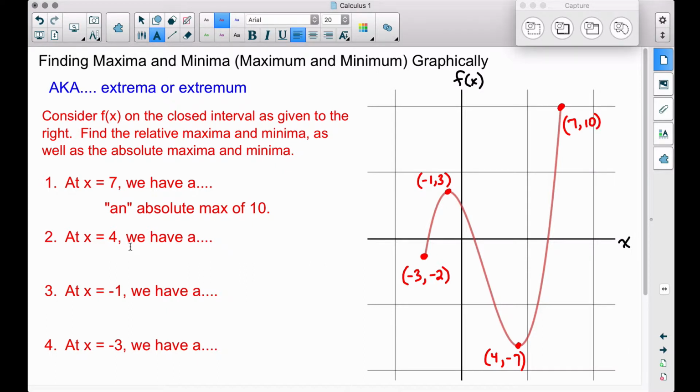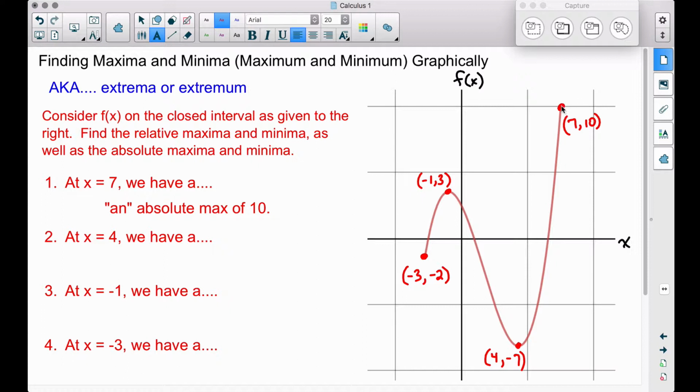What about x equals 4? Now, relative maxima and minima cannot be endpoints. Notice this point down here. When x equals 4, we have a y value of -7. Since the curve has no other y value that's lower than this, this is the absolute minimum. However, we can also call this a relative minimum as well, because it is the lowest point relative to the other points on the left side of it and the right side of it. Notice when I talk about relative, I'm talking about the left side of it and the right side of it.